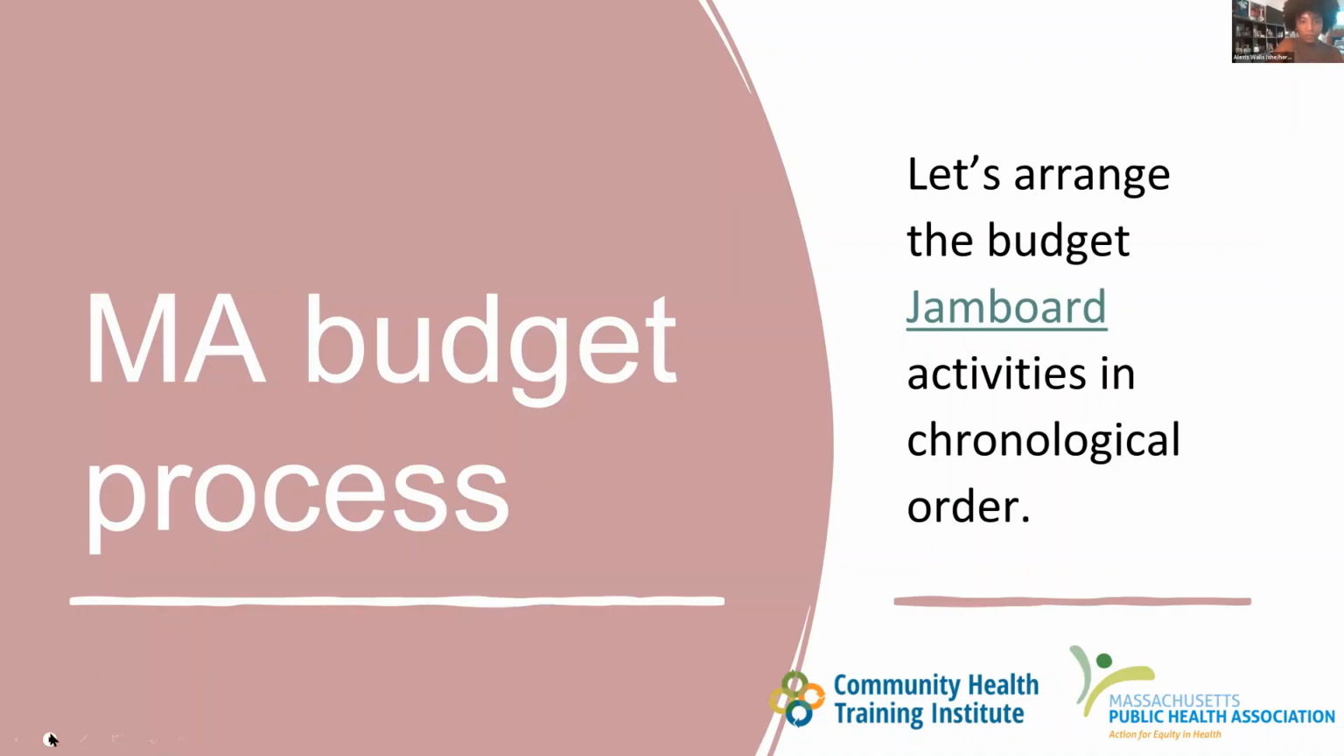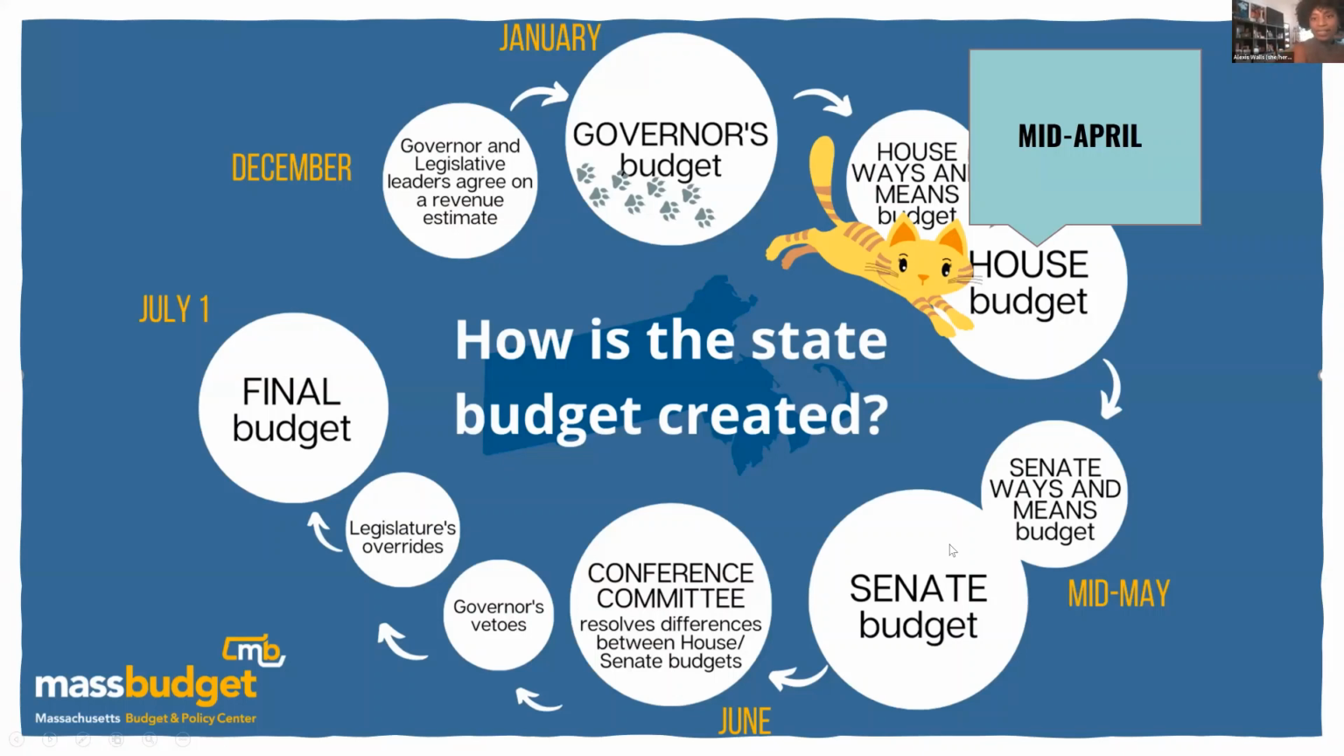All right, so we've talked through this process, and I'm going to get into the step-by-step, but I just want us to see this general timeline here. This is a graphic that Mass Budget put out that we really like. So you all got the general steps right. Actually, even before the governor releases his budget, we have the governor and the legislative leaders who have to agree on a revenue estimate, right? Because if we're spending money, we have to know how much money we actually have to spend. And so that will typically happen in December. In January, we then typically have the governor who releases the governor's budget.